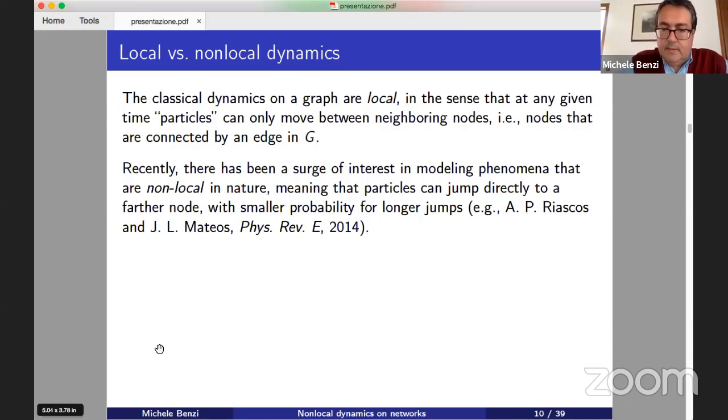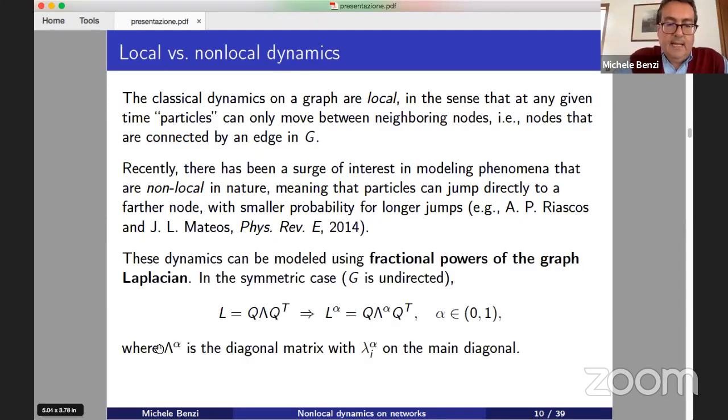One paper that got our interest was this paper here by Riascos and Mateos in Physical Review E, which was one of the first to propose the use of fractional power of the graph Laplacian to model this kind of phenomenon. So the idea in Riascos and Mateos paper is very simply to take fractional roots of the Laplacian. In their papers, they focused on the undirected networks. So the graph Laplacian is a symmetric positive semi-definite matrix. It can be diagonalized by an orthogonal matrix.